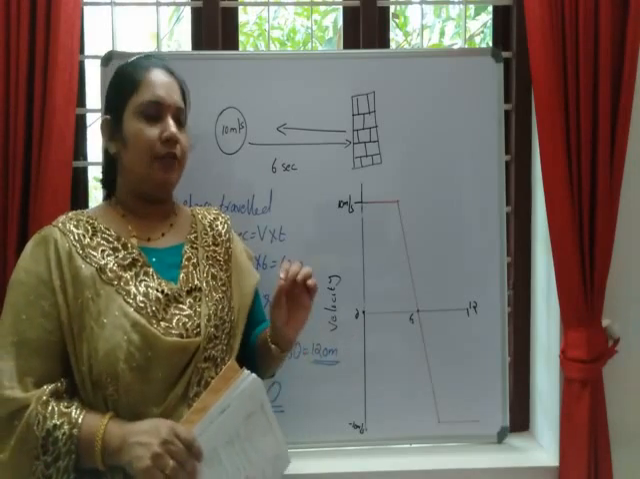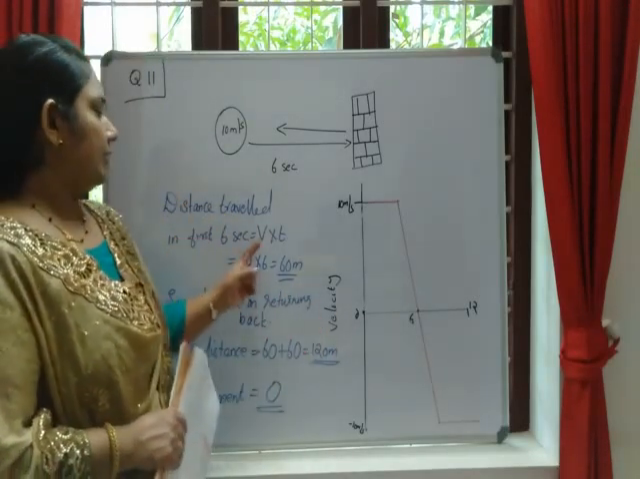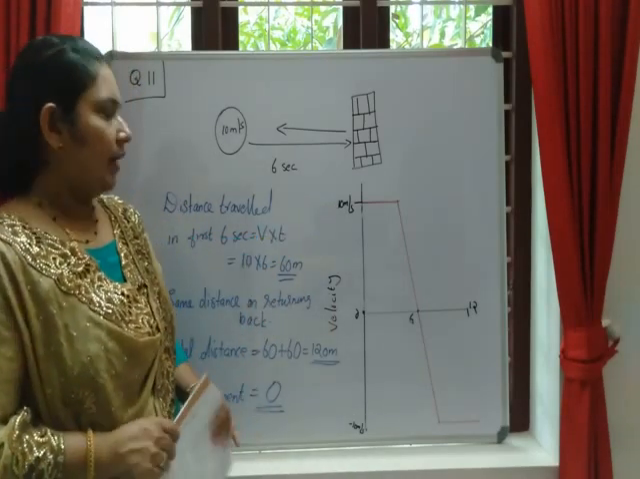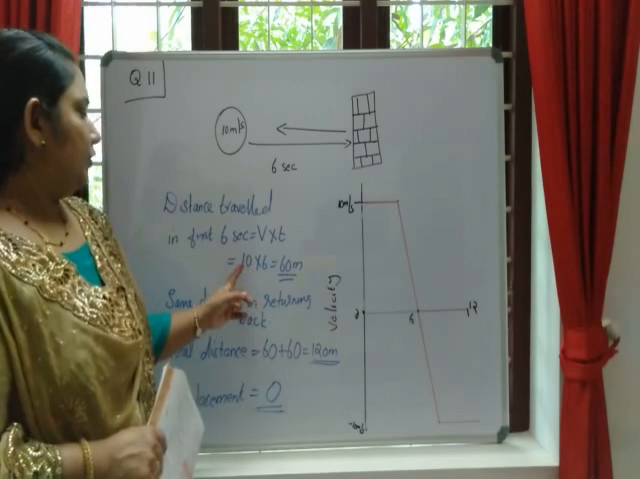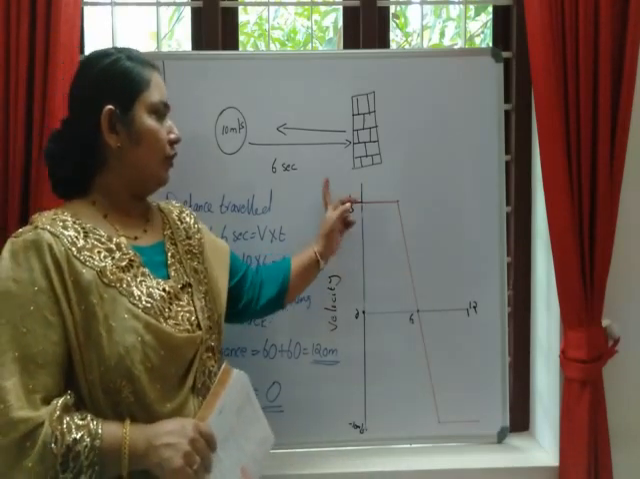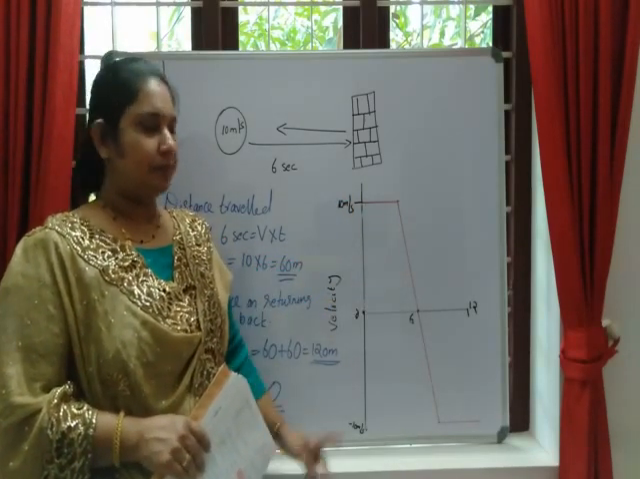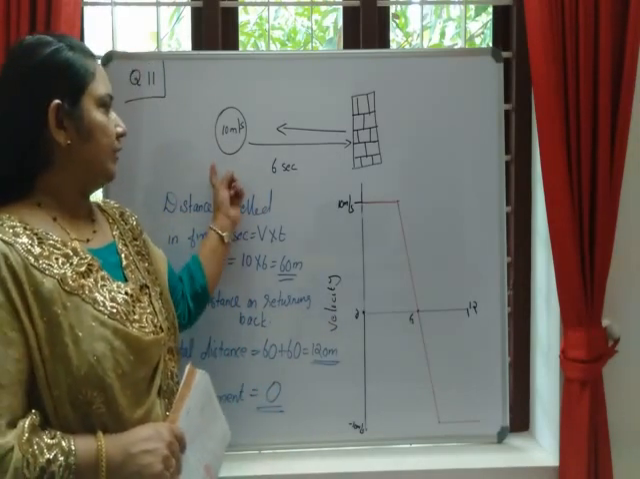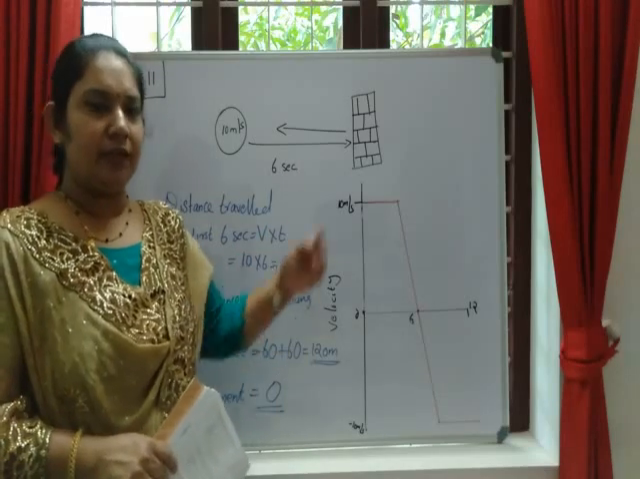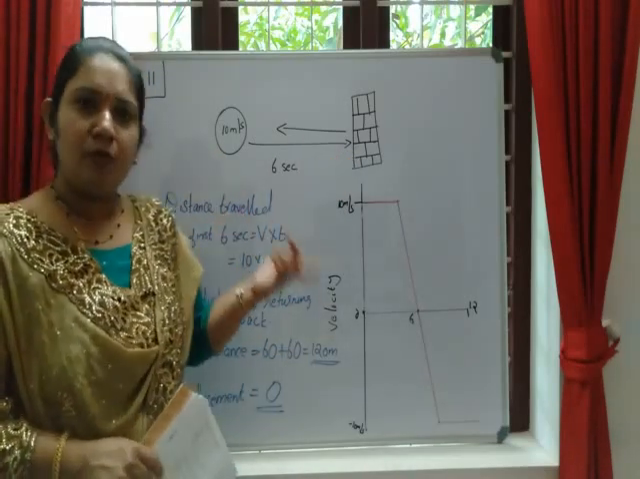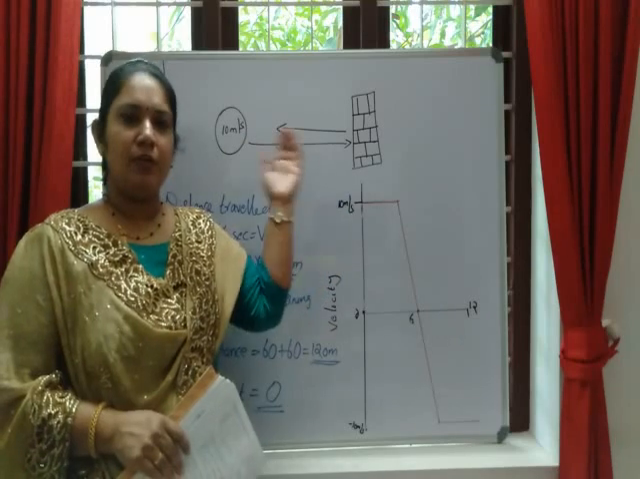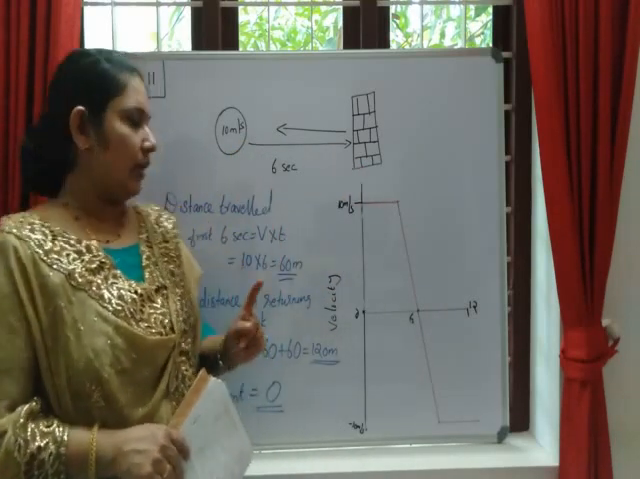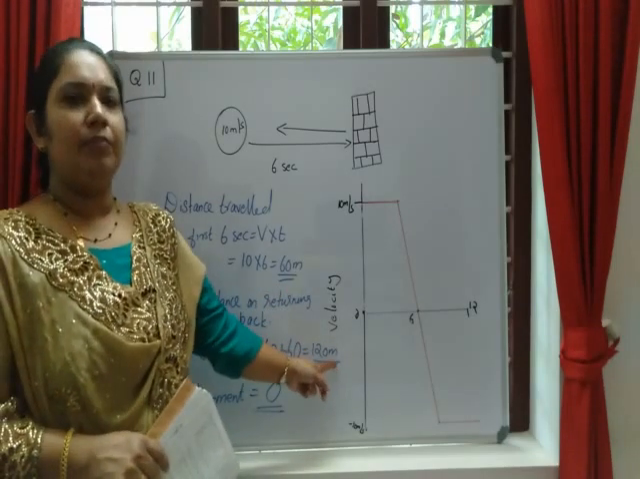In this case, we can use the formula distance is velocity into time. So velocity is 10 meter per second and time is 6 seconds. So 10 into 6, 60 meter. So if the ball takes 60 meter, the distance traveled is 60 meter, returning to the initial position will be also 60 meter because the ball comes to the same position. So 60 plus 60, total distance traveled is 120 meter.